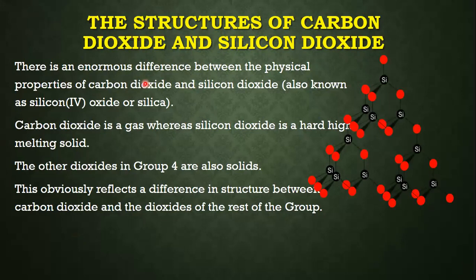There is an enormous difference between the physical properties of carbon dioxide and silicon dioxide, which is also known as silicon 4 oxide or silica. Carbon dioxide is a gas, while silicon dioxide is a hard, high melting solid. Other dioxides of group 4 are also solids. This difference can be because of the following reasons. Here is the structure of silicon dioxide, and you can see that this is a silicon atom surrounded by four oxygen atoms. These four oxygen atoms make single covalent bonds with the silicon atom, and then it gives rise to a joint covalent structure.